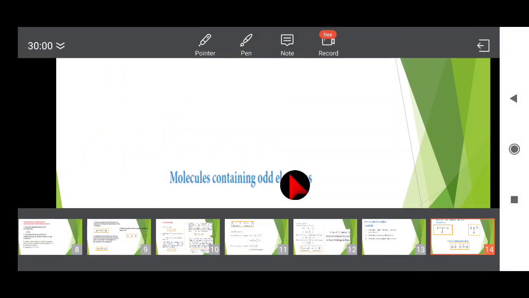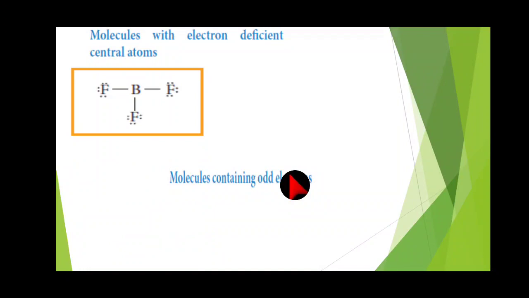A good example is boron trifluoride. The central atom boron has 3 valence electrons. So in the bond pair we can find it. Boron electronic configuration 1s2 2s2 2p1, outermost 2s2 2p1, totally 2 plus 1, 3. So only 3 electrons are involved in the bonding, right?